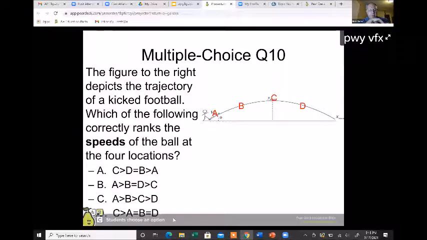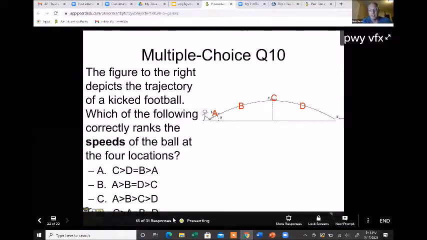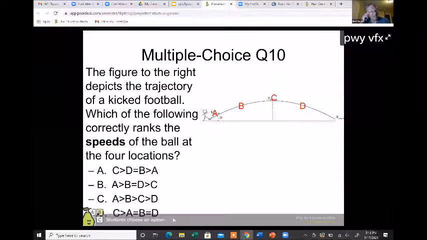All right, here's some things to think about. What do we know is going on with the horizontal component of the speed at each of these locations, A, B, C, and D? If this question was just about the horizontal component of the speed, what would our answer be? During a projectile motion problem, what happens to the horizontal component of the velocity? It stays the same. So if this was asking about the horizontal speed, our answer would be A equals B equals C equals D. But that's not what it's asking about. It's asking about the total velocity, the resultant velocity.